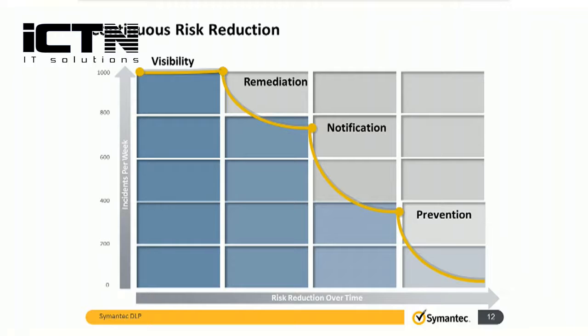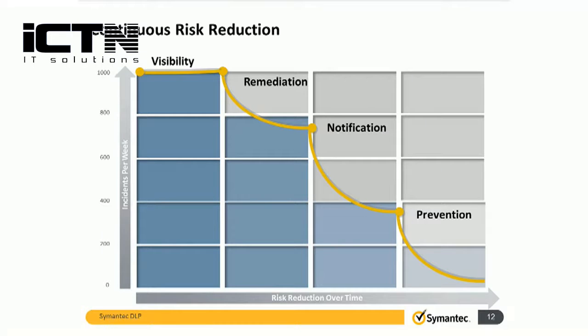Notification is one of the single biggest contributors to reducing risk. By notifying employees instantly of inappropriate data use, you can educate them on security policies, change their behavior patterns, and eventually reduce the workload for your response teams. With visibility, remediation, and notification, you will whittle down the number of incidents. The last step is prevention, stopping data from inappropriately leaving your network.